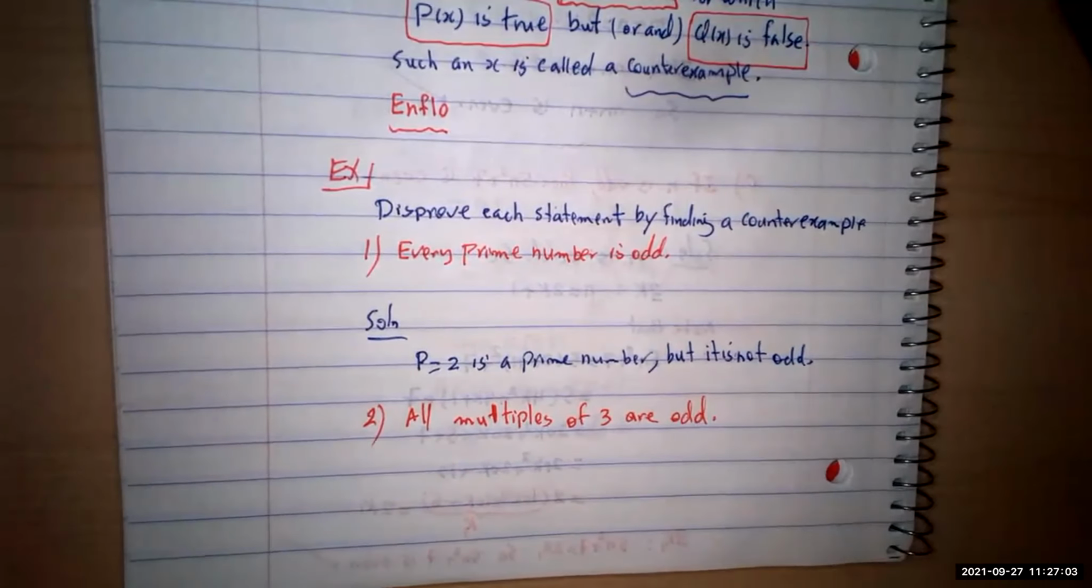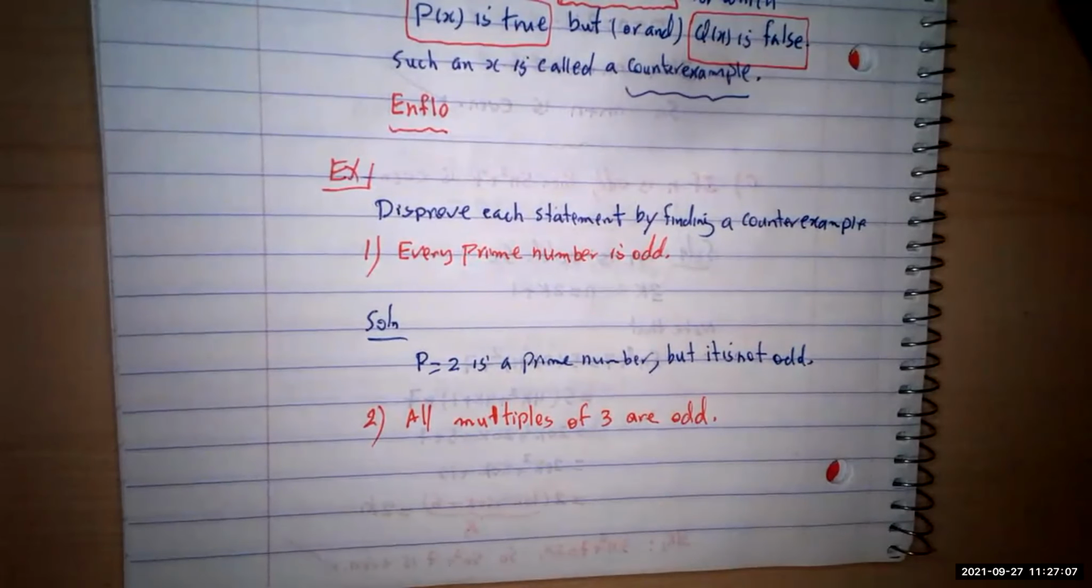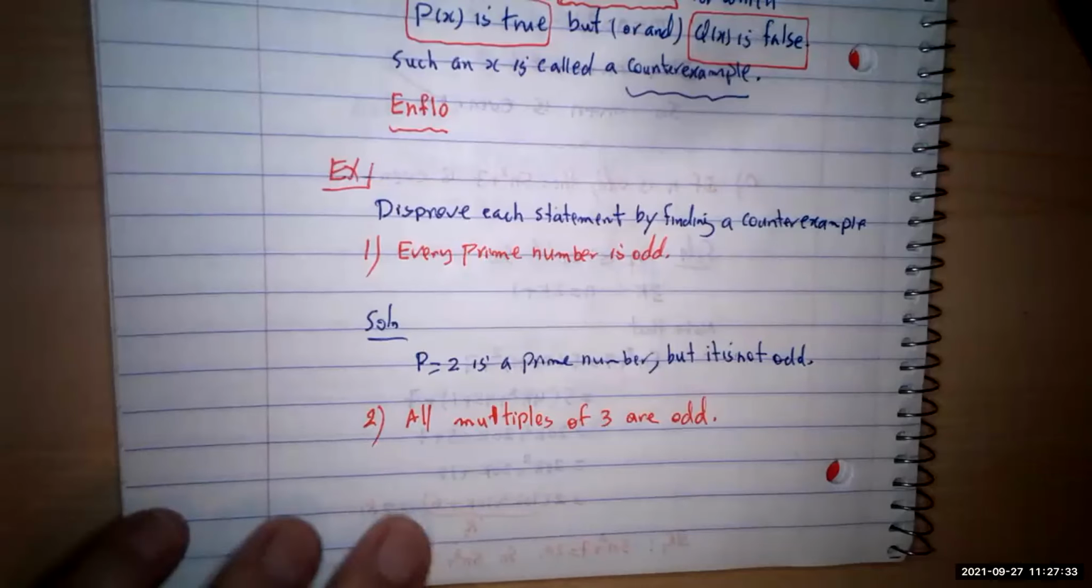You know that a multiple of 3 means 3 times 2, which is 6, 3 times 3, 9, then 12, 15, etc. These are multiples of 3. When a number is a multiple of 3, of course, that number is divisible by 3. So you want to reject this one: all multiples of 3 are odd. Any suggestion? 6. Yes, 6 is a multiple of 3, but 6 is even, or some other numbers.